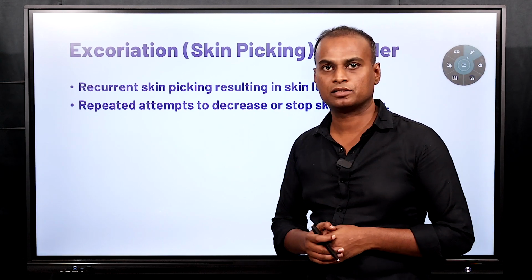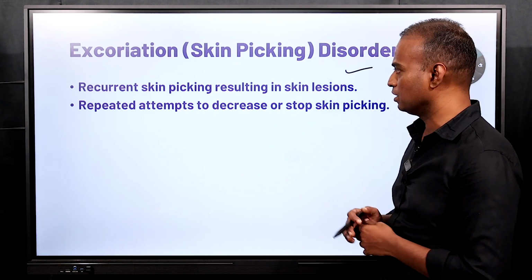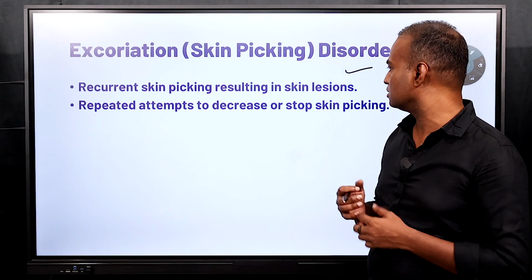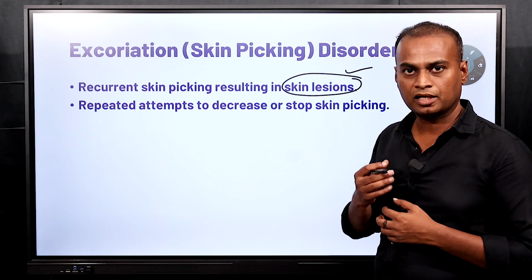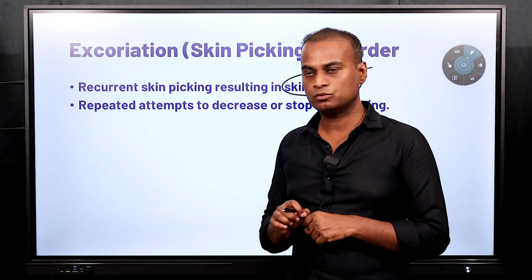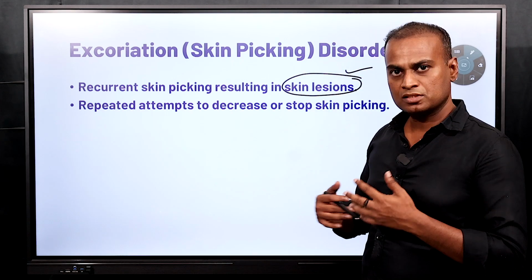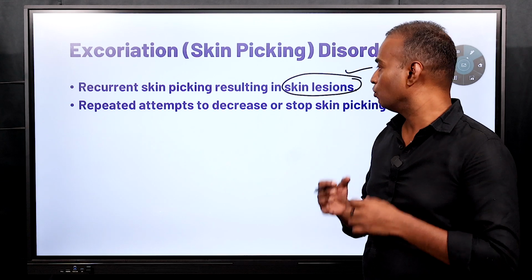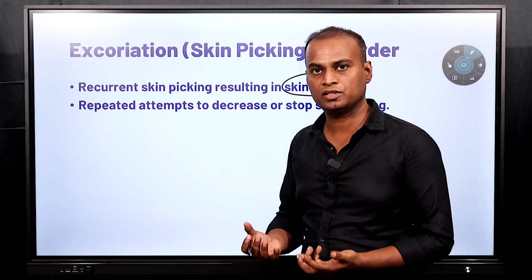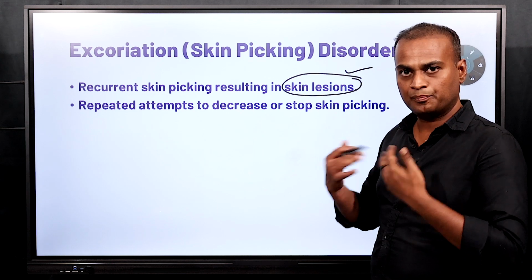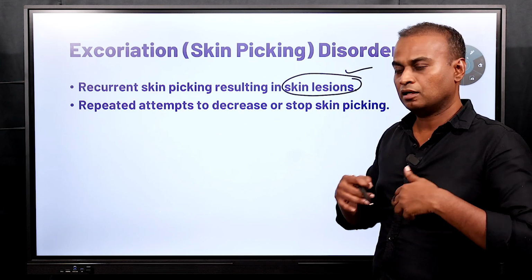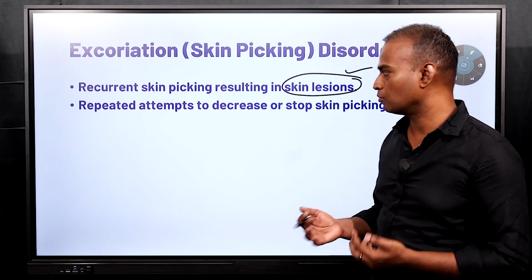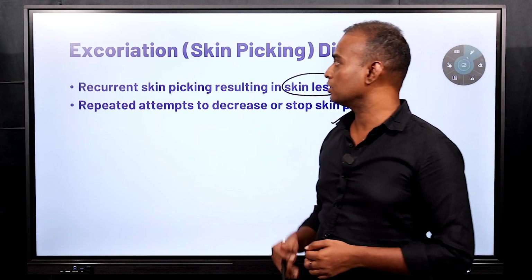Next one is excoriation or skin picking disorder. This is one of the common disorders. What they do is they recurrently pick the skin, resulting in skin lesions. They can even bleed sometimes. Once they become conscious that they are repeatedly picking their skin, they try to stop the picking. Even with repeated attempts to stop, they involuntarily start picking the skin again, or they repeatedly try to stop the picking of the skin. It is also known as excoriation disorder.